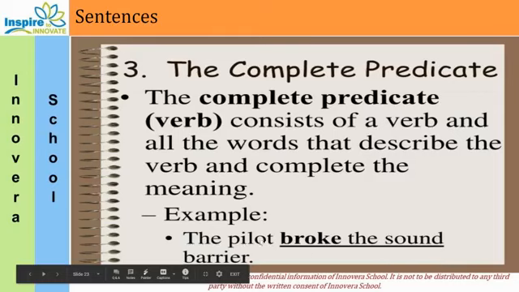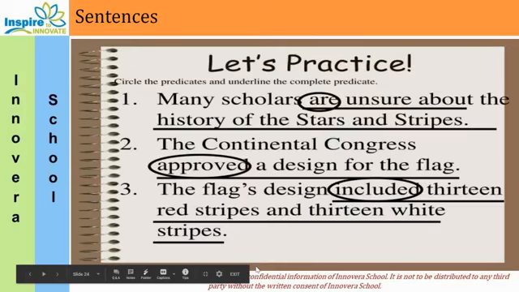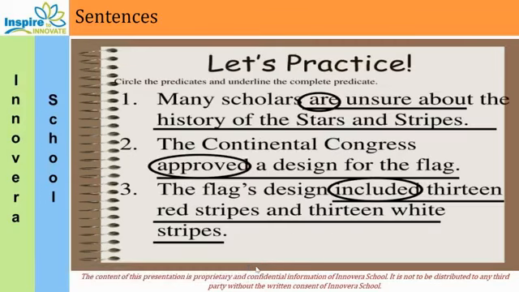Okay. So here the pilot is the subject and broke the sound barrier is the predicate, and this is a complete predicate because it is telling more about the verb. It is describing more about the verb. So broke the sound barrier is the predicate. Now again let's have some practice. Here you need to circle the main simple predicate and underline the complete predicate.